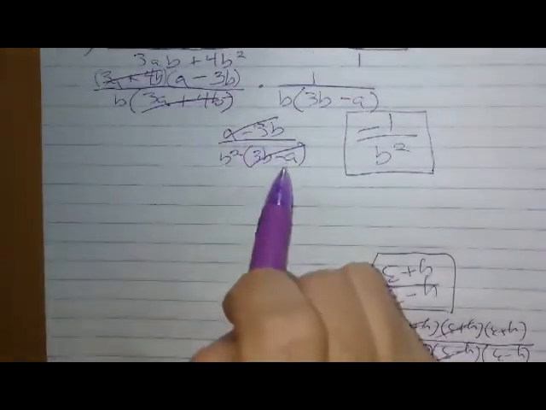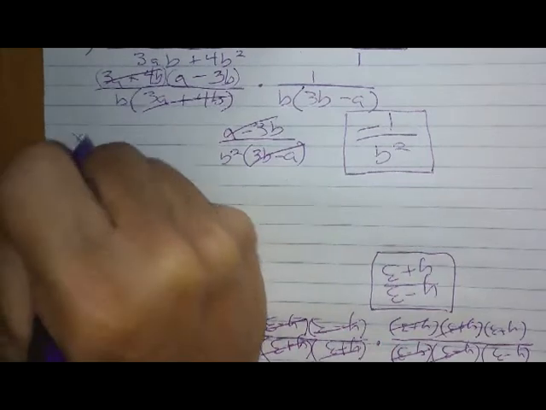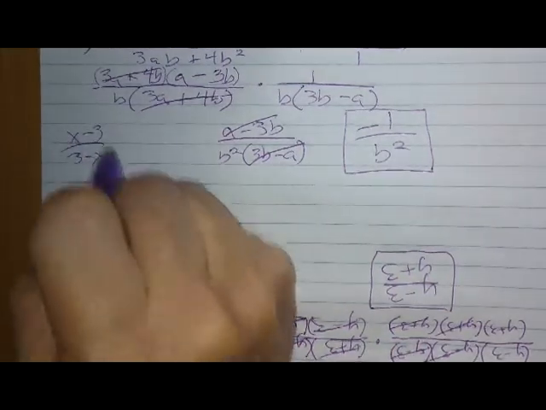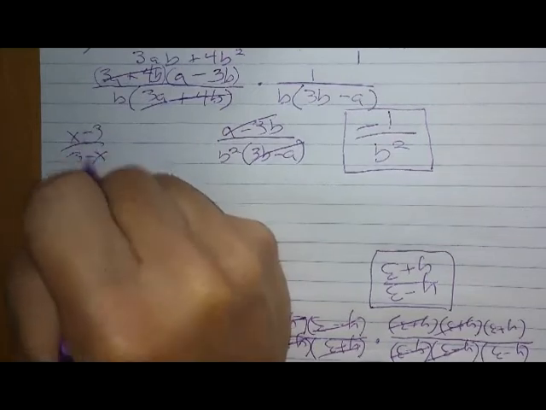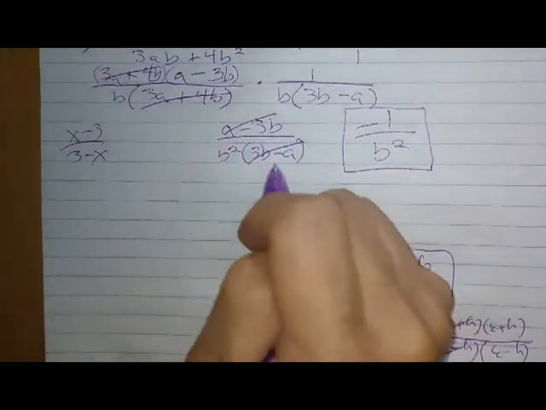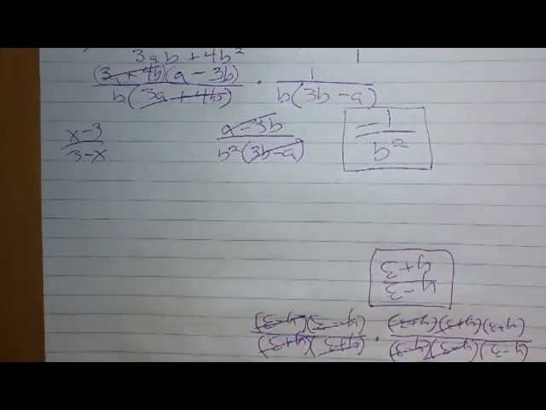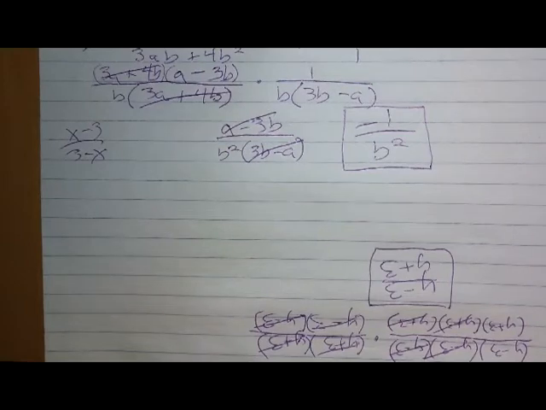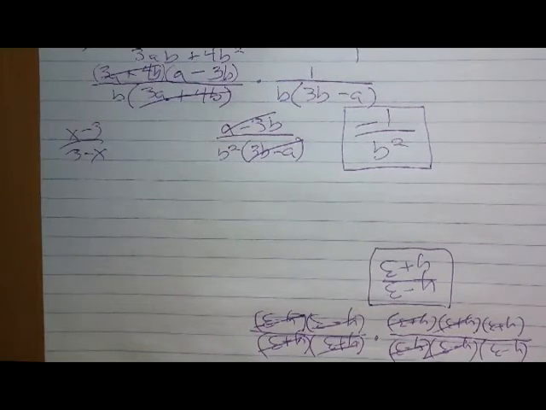Whenever it's subtraction, like, for example, x minus 3 and 3 minus x, that's equal to negative 1. They're the reverse of each other. They're off by a factor of negative 1. So a minus 3b is kind of like 3b minus a, just off by a factor of negative 1. Okay, let's try the next one.